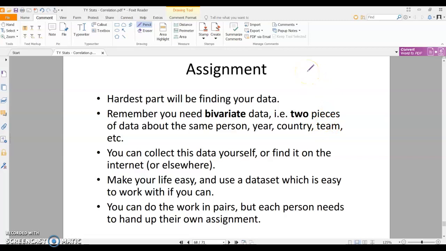So maybe you get 11 players in the Liverpool starting 11 and the manager. So get the 12 of them. You need the height for each of them and the weight for each of them. You're not going to get the heights for Liverpool players and the weights for Manchester United players and put them on the same scatter plot. So it's two pieces of data about each person or each year or each country, whatever. You can collect the data yourself or find it on the internet.